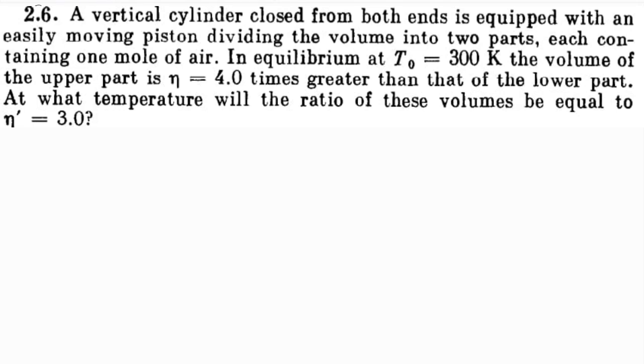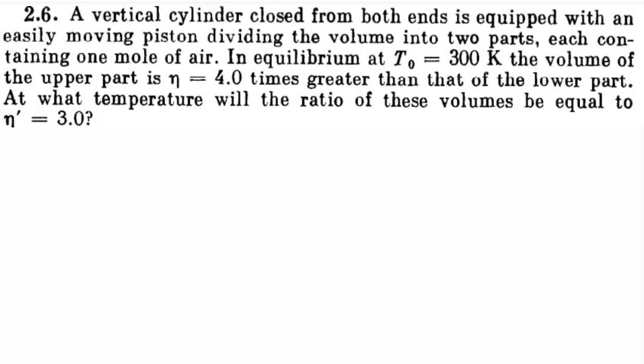So we are dealing with problem number 2.6 in this series, and the problem is stating: a vertical cylinder closed from both ends is equipped with an easily moving piston dividing the volume into two parts, each containing 1 mole of air. In equilibrium at T0 equals 300 Kelvin, the volume of the upper part is 4 times greater than that of the lower part. At what temperature will the ratio of these volumes be equal to 3?